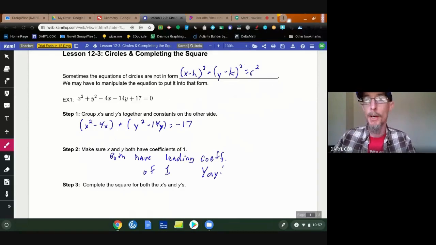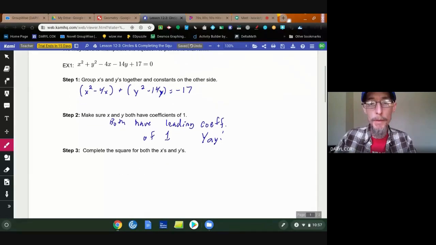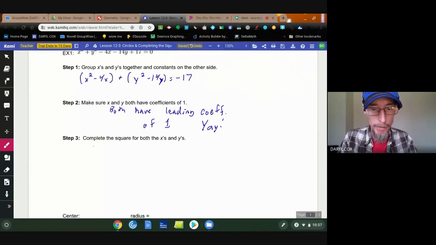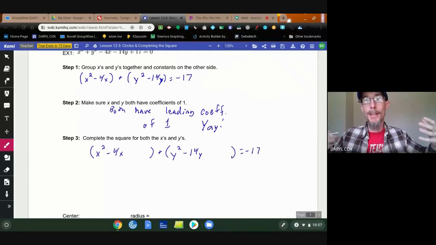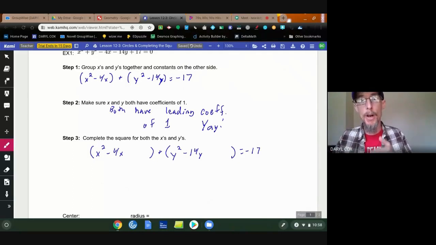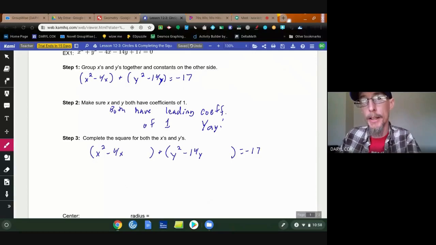So, got things set up. My leading coefficient is good. Let's look at our next part. We want to complete the square. So what I'm going to do is I'm going to rewrite this line, except I'm going to leave some space. x squared minus 4x, and I need that third term. And then y squared minus 14y, and I need that third term. Okay, so last time we were just completing the square for x's. This time you're doing it for x's and y's. What is the formula for getting that constant, that square constant? Remember from our lesson 12.2, what is the formula for getting the c term?